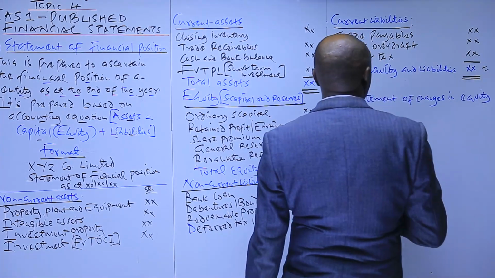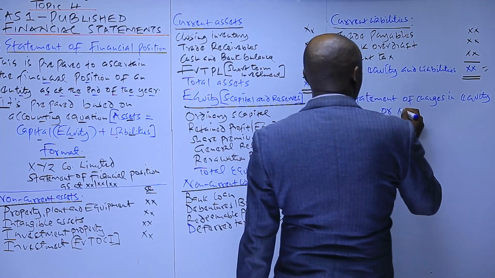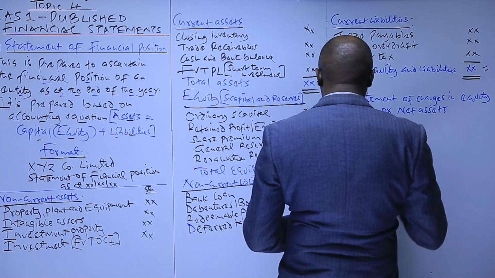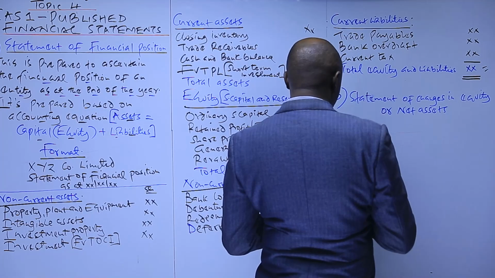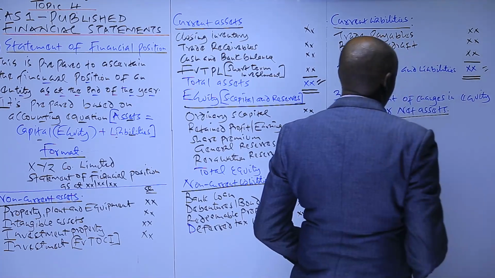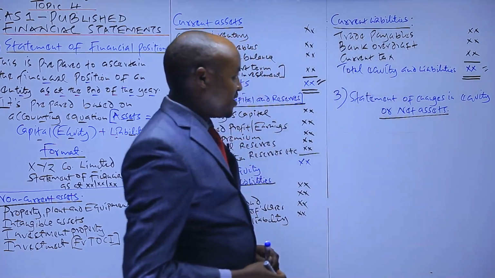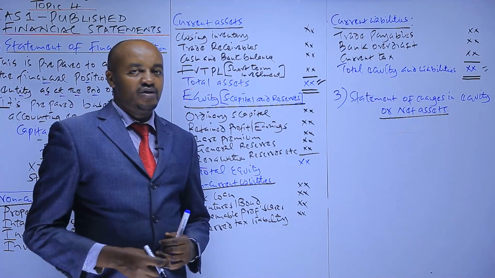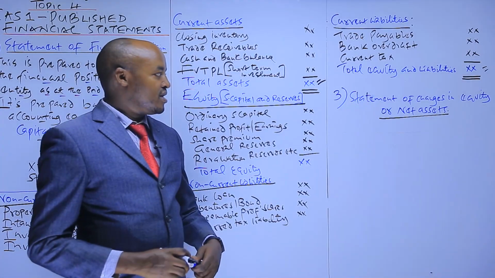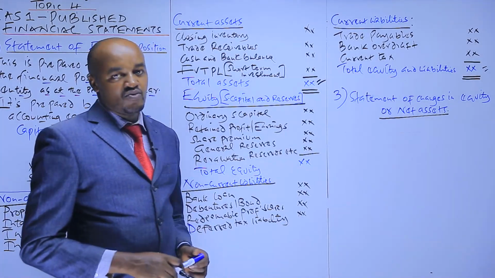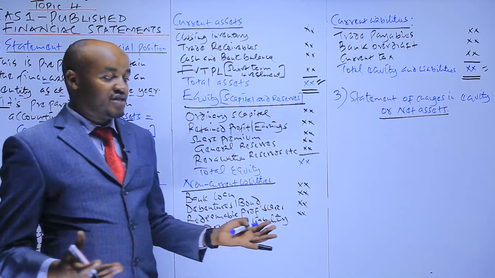Statement of changes in equity or statement of changes in net assets. But the common name for this, the word which is commonly used even in your exams, is the statement of changes in equity. But some books still use the word, the statement of changes in net assets.